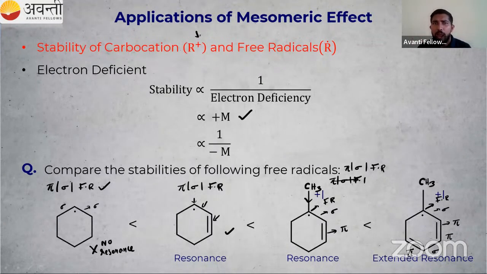Is that clear to you? Application of the mesomeric effect. Is that clear? Extended resonance, pi sigma pi, then pi sigma free radical. There are two conditions. Okay, great. So one more application.